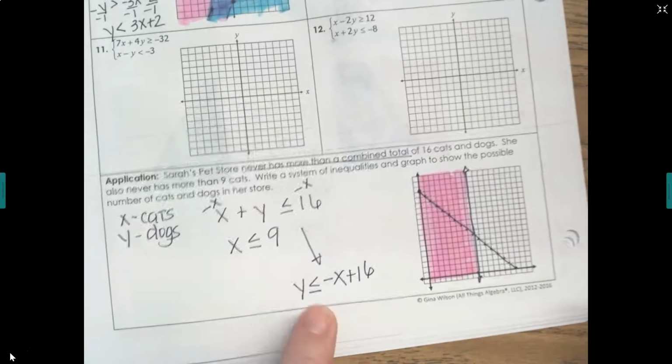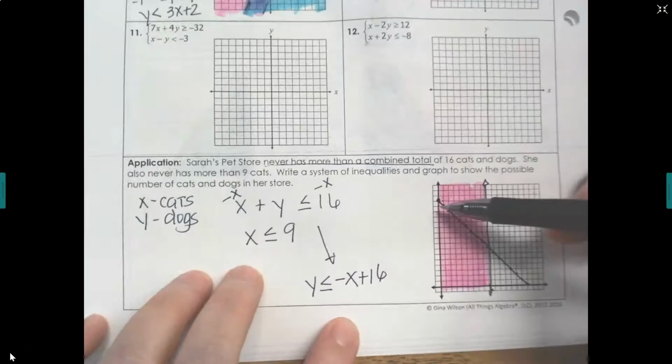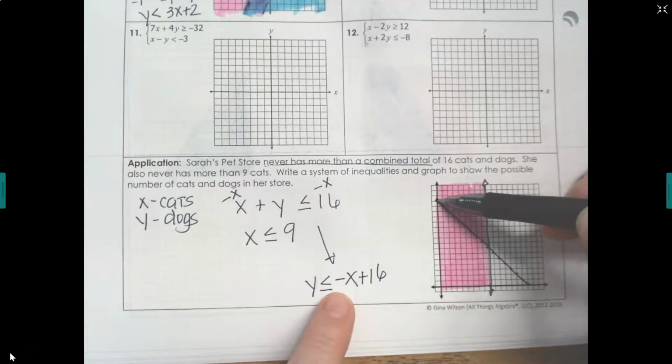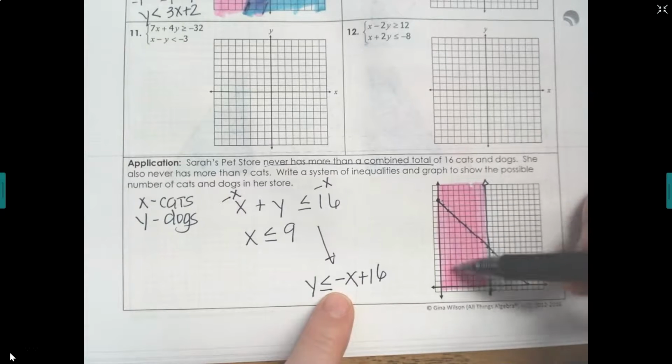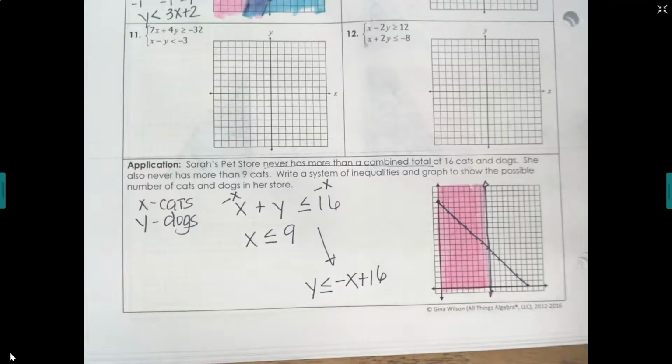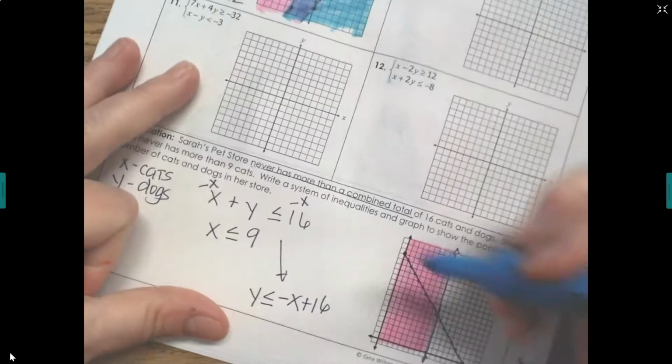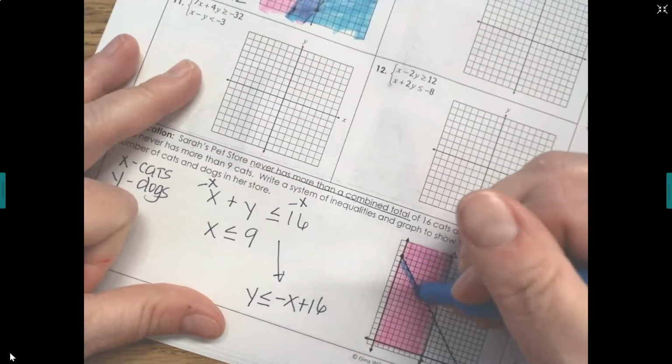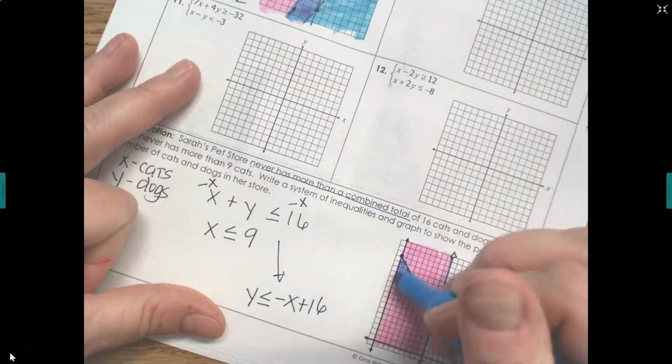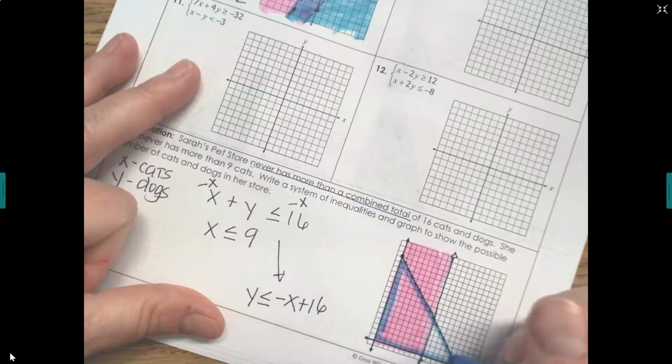And it says the y's are less than. So I'm going to go to the y-intercept for this graph. And where it is less than is down here under the line. So I'm going to follow the line first to make sure I get the whole area. So all of this, and remember to stay in our first quadrant.